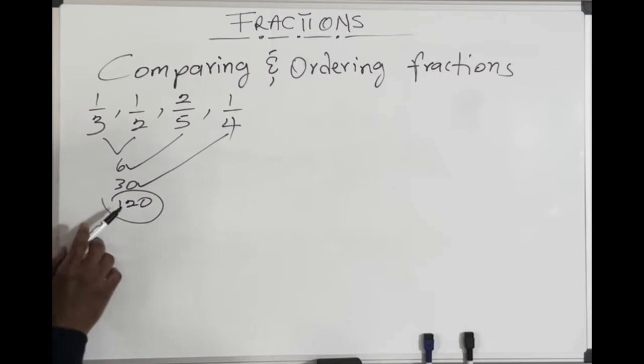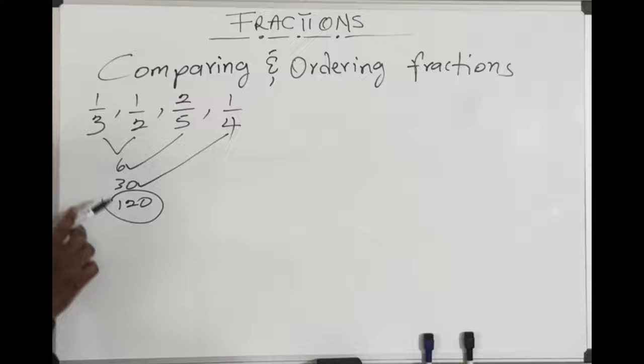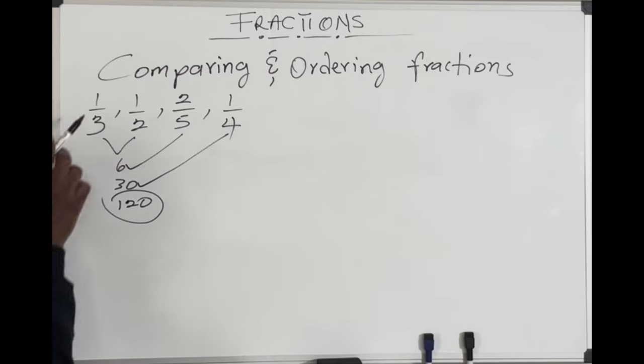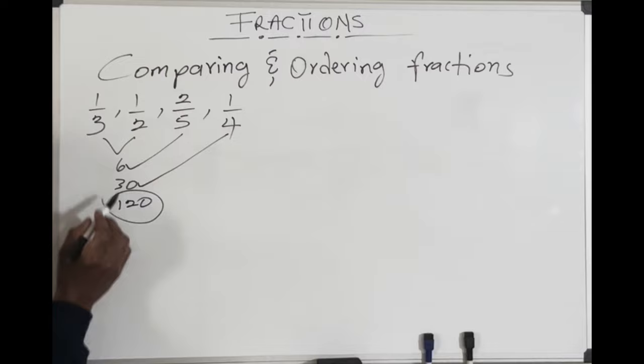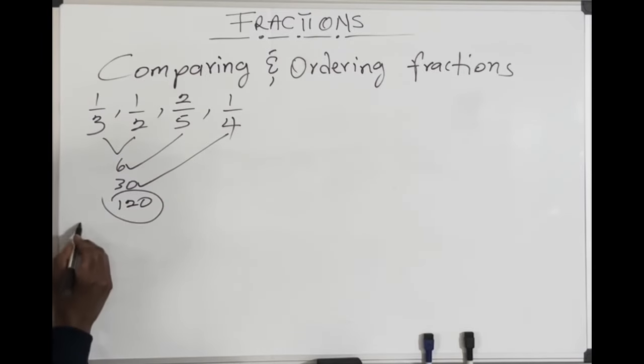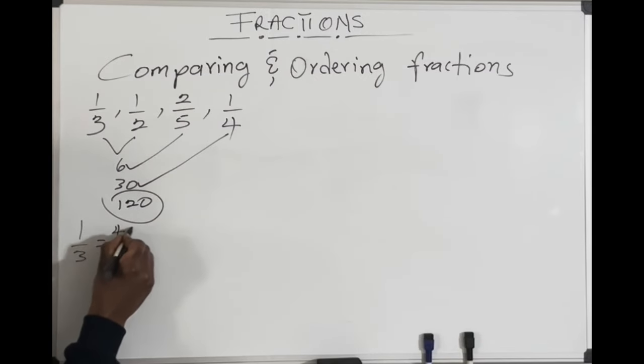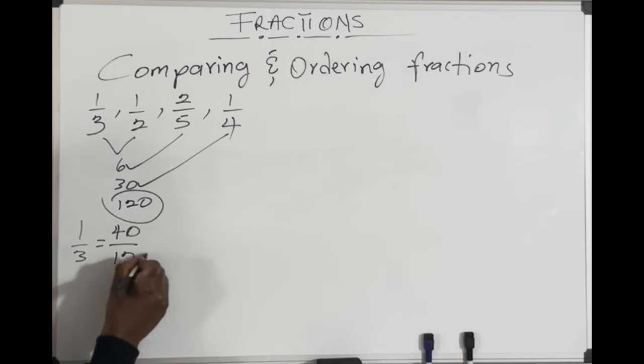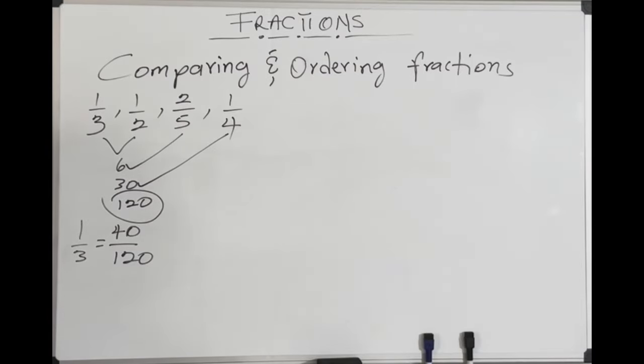Okay. So let's move on quickly. So 3 times 40 will give us what? 120. So that 40 will be multiplied by the 1, which will give us what? 1 over 3 is now what? 40 over 120. I hope you understand.